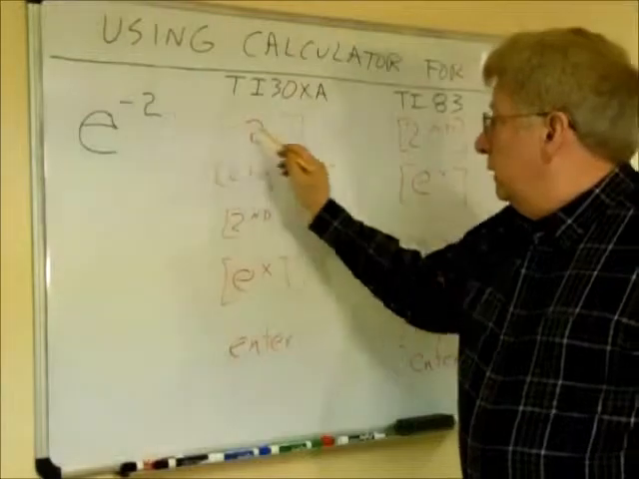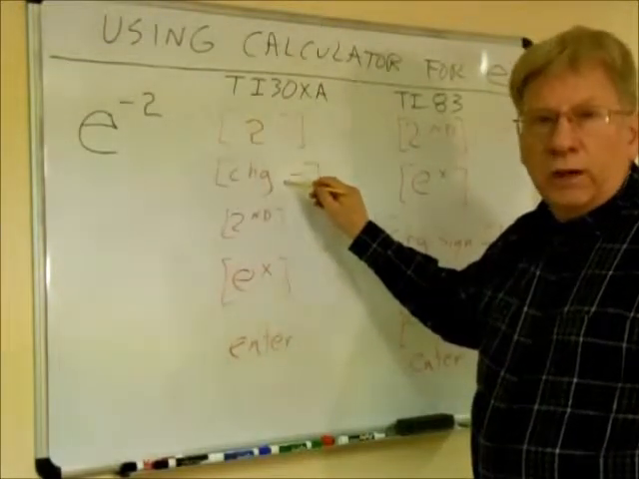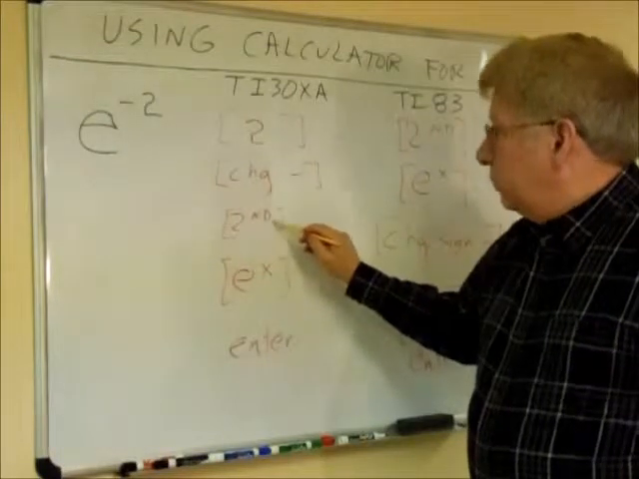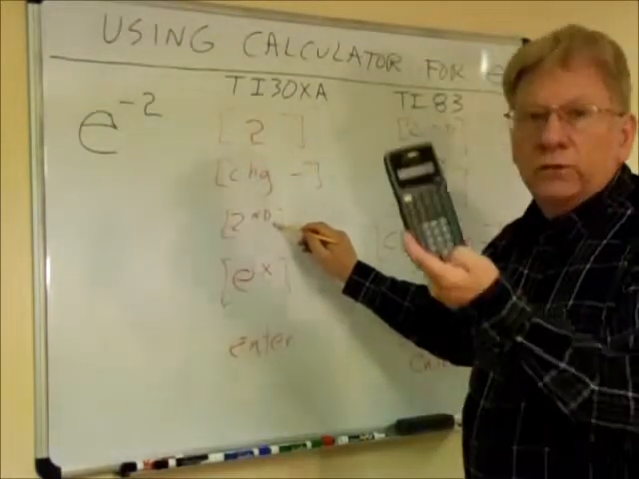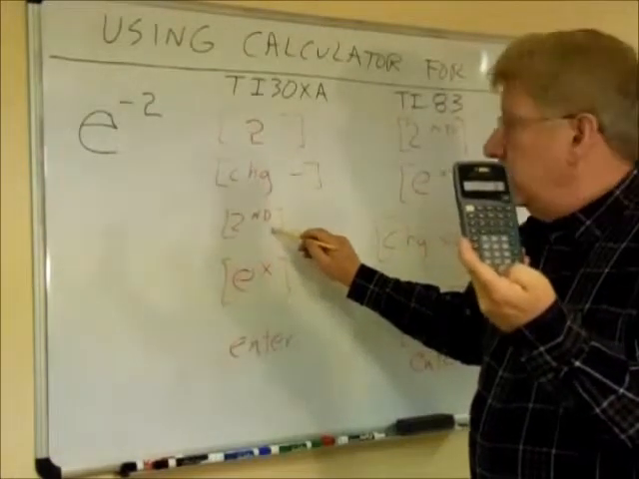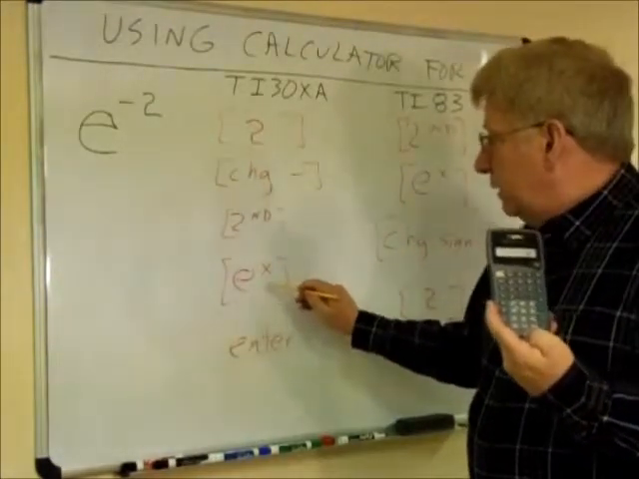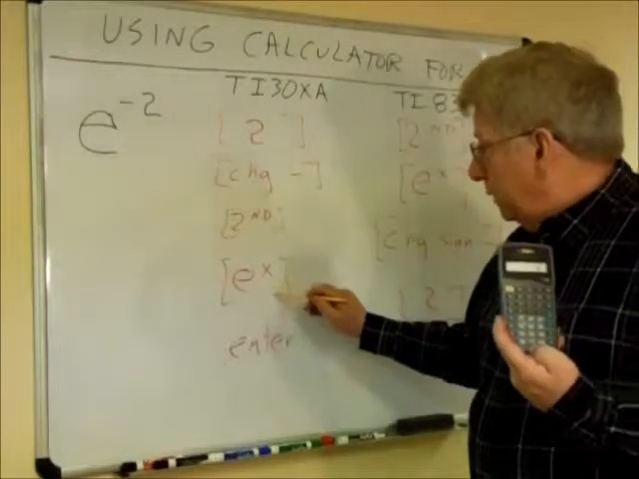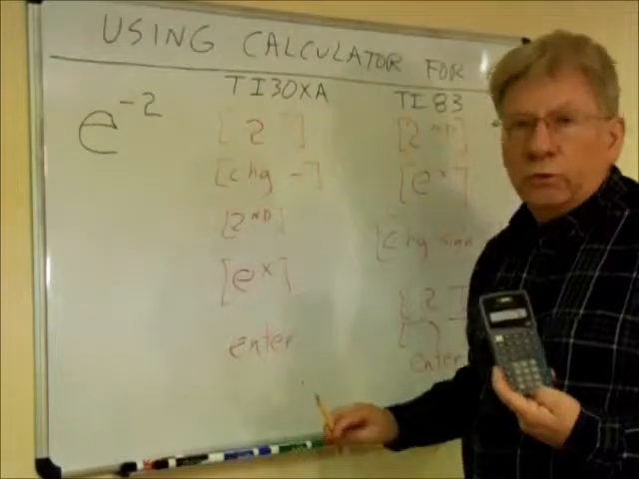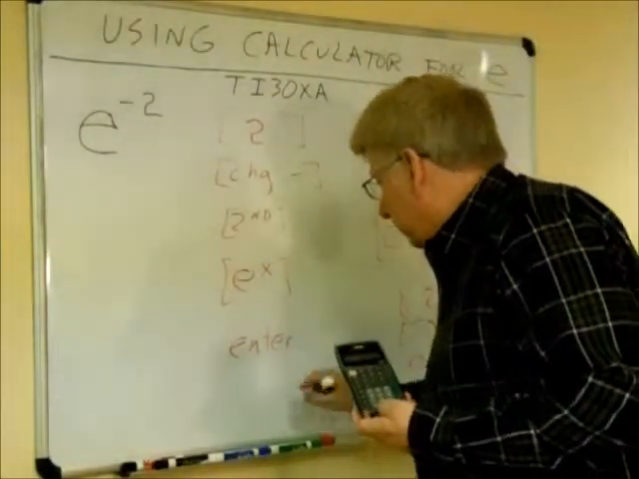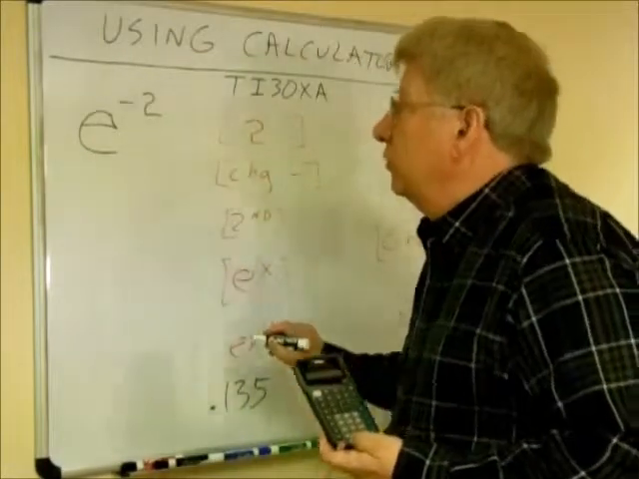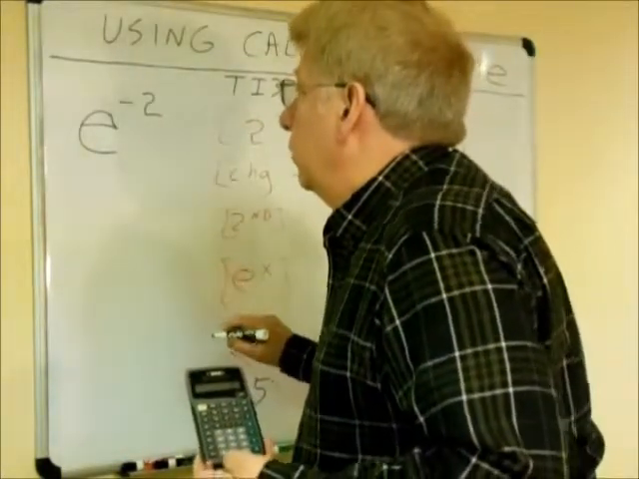First we put the 2 in, then we look for the change sign button, not the minus operation, the change sign. Then we hit the second key. In this case it's a yellow key, it might be some other color depending on the calculator. Then the e to the x key, and then we hit enter, and we get the solution, which is 0.135. It's irrational, so it goes on.